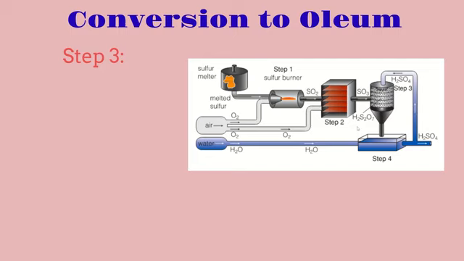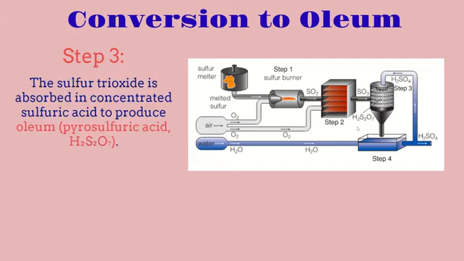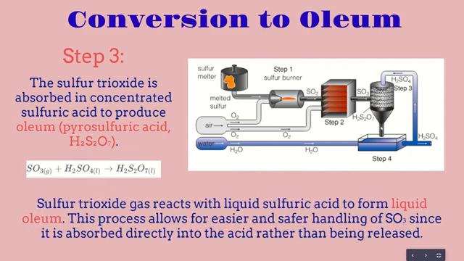For step number 3, this is where we convert everything to oleum. So sulfur trioxide is then absorbed in the concentration of sulfuric acid to produce oleum. So in this case, sulfur trioxide goes into here, and then what happens is that since this is the solution, all this goes down and then it comes up through here, and it basically just mixes. So if we look here, we have sulfur trioxide plus sulfuric acid, but it's a low concentration. So we have this sulfuric acid coming up here, and then we have the sulfur trioxide. So once those two combine, we're going to get a product of oleum.